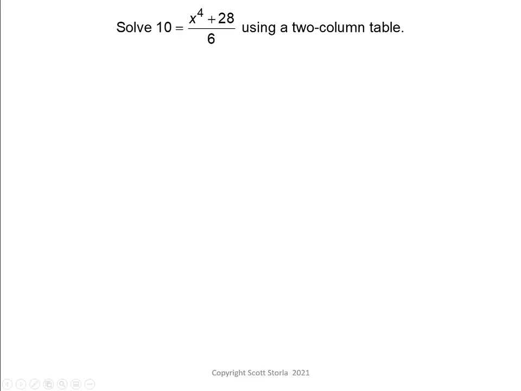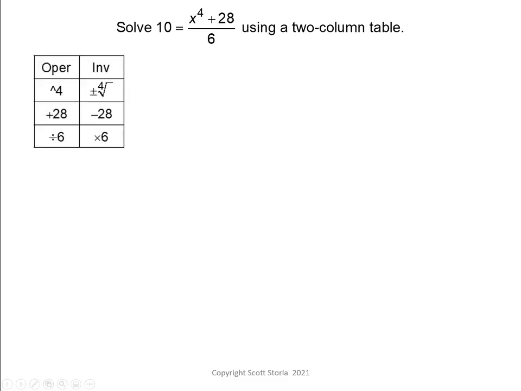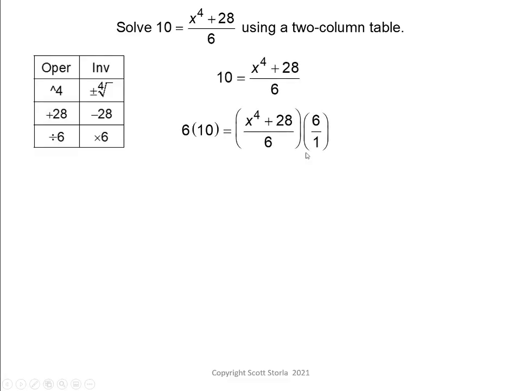And here's our last one. For this example, I have three operators. I'll find the fourth power, I'll add, and last I'll divide. Here's my two-column table. I'll start at the bottom of the right column and multiply both expressions by 6. On the right, the 6s will reduce, leaving x to the fourth plus 28. On the left, I'll get 60.